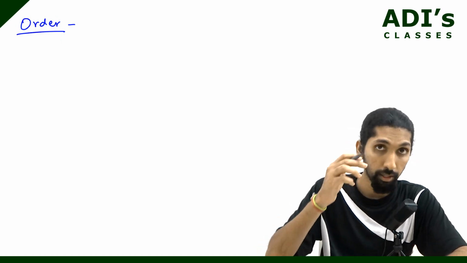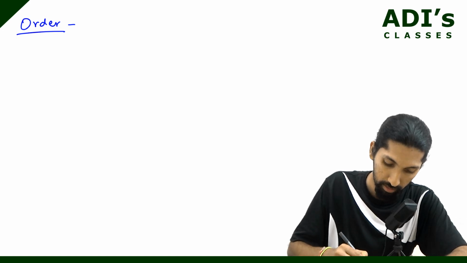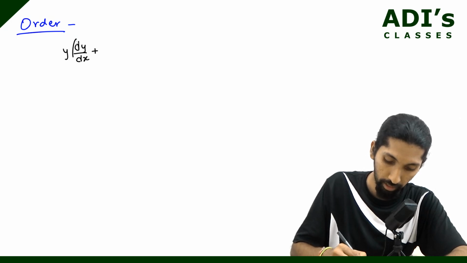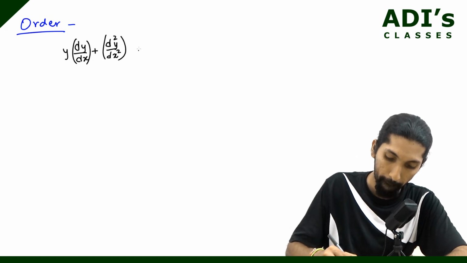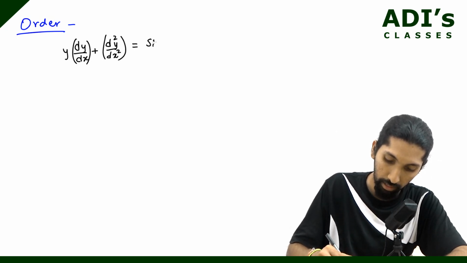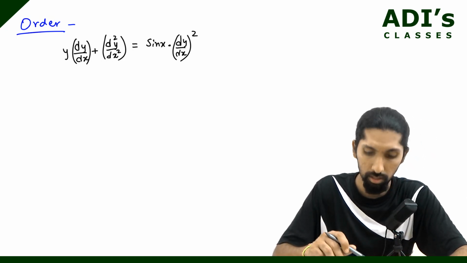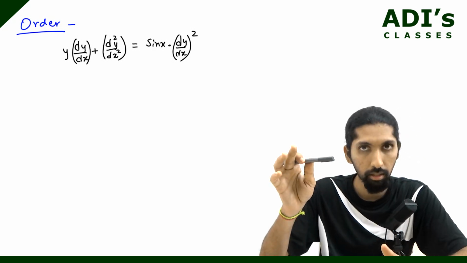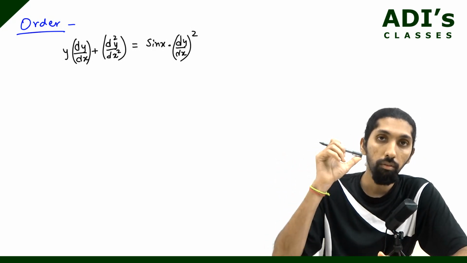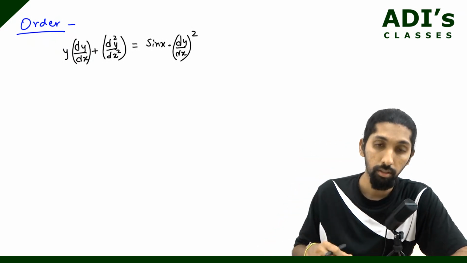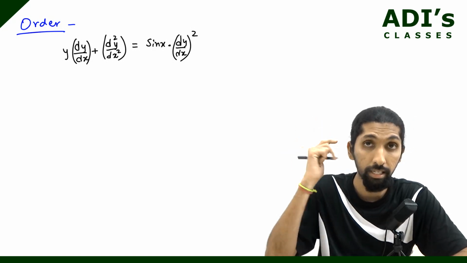Now imagine you have a differential equation, something like this. Say you have y into dy by dx plus d square y by dx square is equal to sin x into (dy by dx) whole square. Assume this is some particular differential equation. Now there are two important parameters which define a differential equation. First one is order, second one is degree.